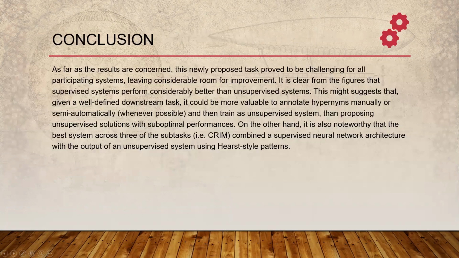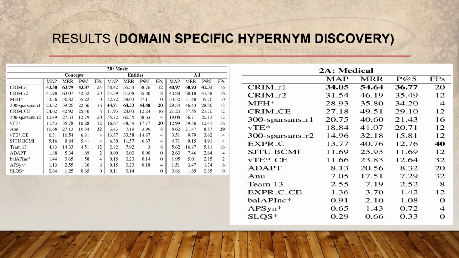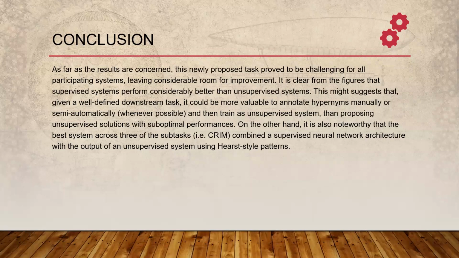Now, after looking at all these results, the conclusion was that though the task was very challenging for all the systems, which leaves a lot of room for improvement, it is clearly shown that the supervised systems have outperformed the unsupervised systems. And the CRIM system, which outperformed in most of the categories, combines supervised modeling and unsupervised modeling, and it actually uses a neural network architecture.